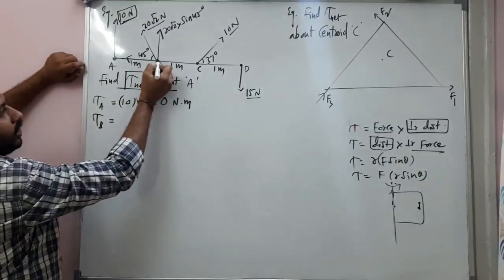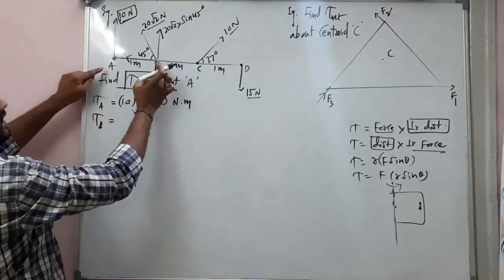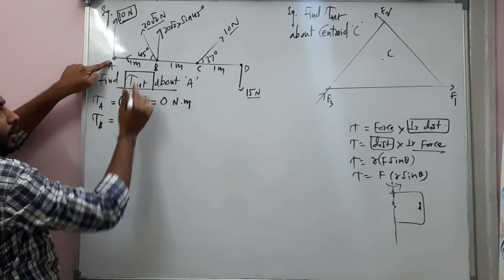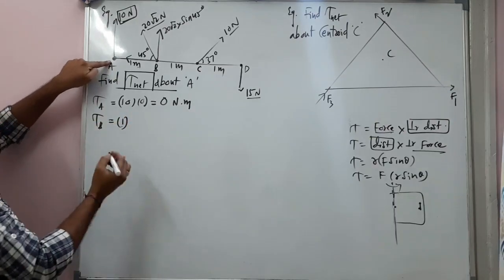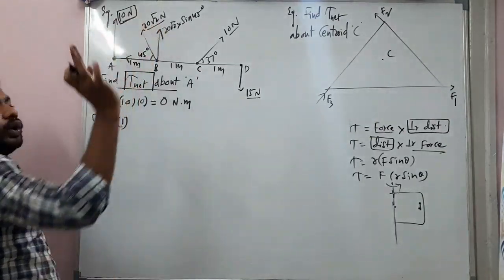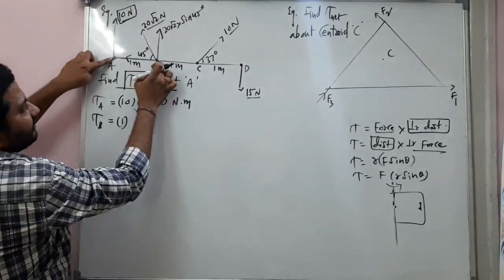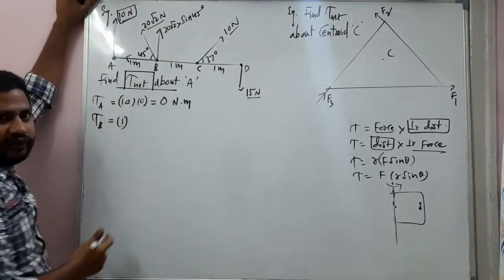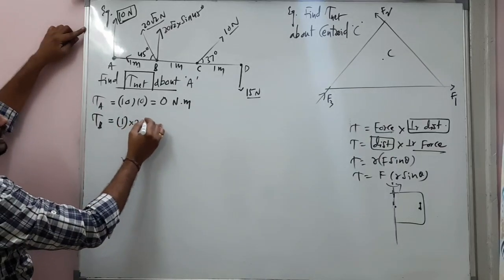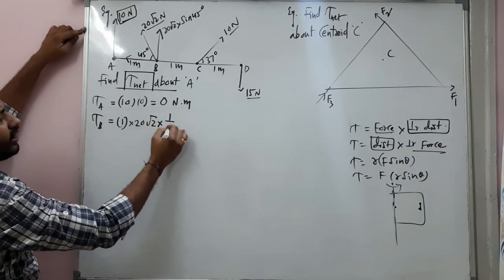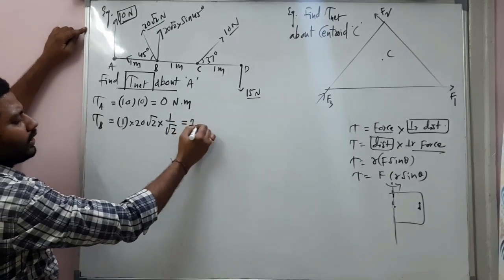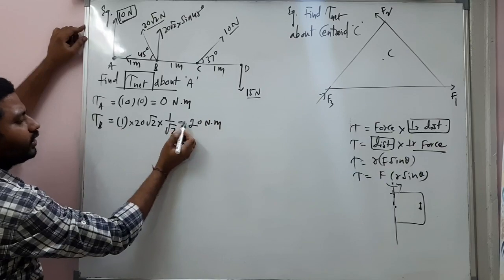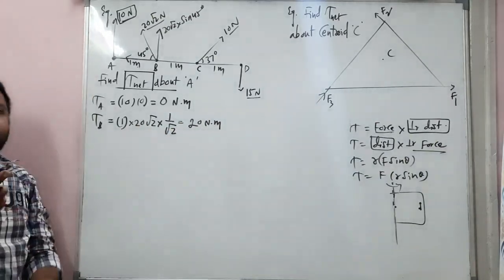At this point, if you want the torque, distance is there from the axis of rotation, 1 meter. But the force? It's not 20 root 2. Perpendicular to this distance, whichever force is there, that force we have to take. Which one? 20 root 2 sin 45, right? So I'm writing the same. 20 root 2 into sin 45, which is 1 by root 2. So now it's 20 Newton meter. Let's talk about the direction also.